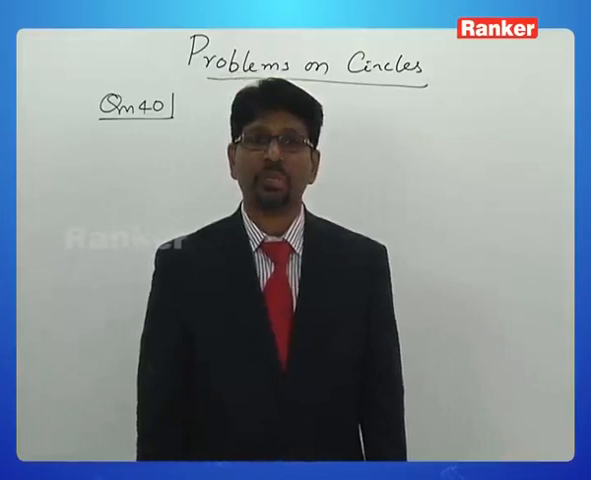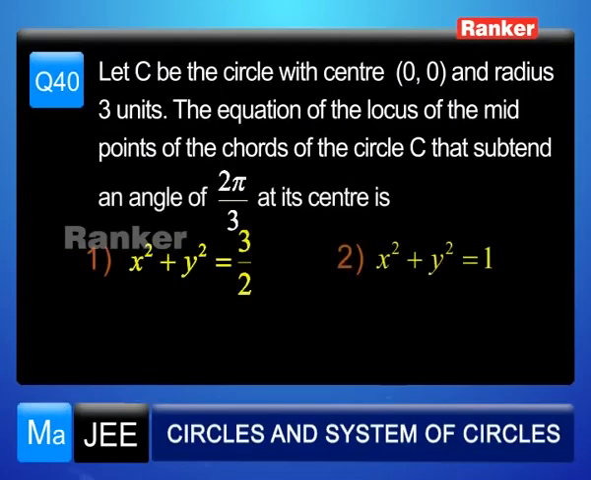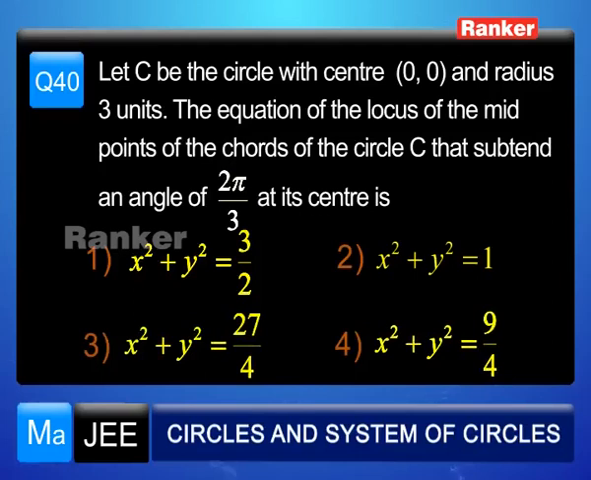Let's move to the next question, question number 40. Let C be a circle with center as origin and radius 3 units. The equation of the locus of midpoints of the chords of the circle C that subtend an angle 2 pi by 3 at its center is: first option x square plus y square equal to 3 by 2, second option x square plus y square equal to 1, third option x square plus y square equal to 27 by 4, fourth option x square plus y square equal to 9 by 4.